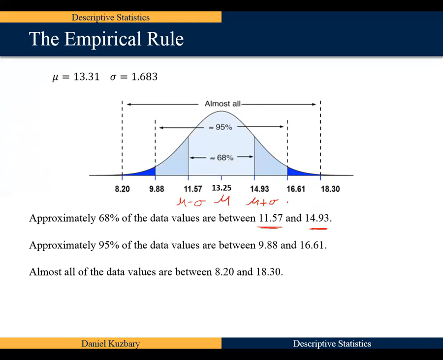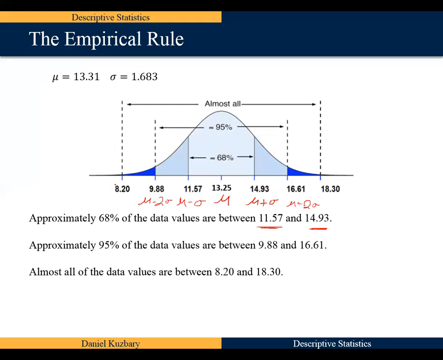You can also add 2 times the standard deviation to the mean, 2 sigma, or you could subtract 2 times the standard deviation from the mean. So 2 times that would be a little over 3.2. And when you do that, you get the numbers 9.88 and 16.61. So if you do 13.31 plus double that, you get 16.61. If you take 13.31 and subtract 2 of those, you get 9.88. And you can then say approximately 95% of the data are between 9.88 and 16.61.